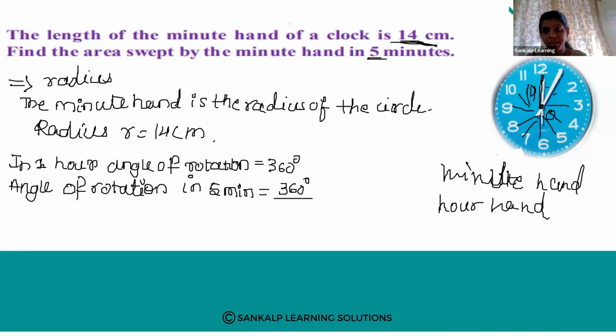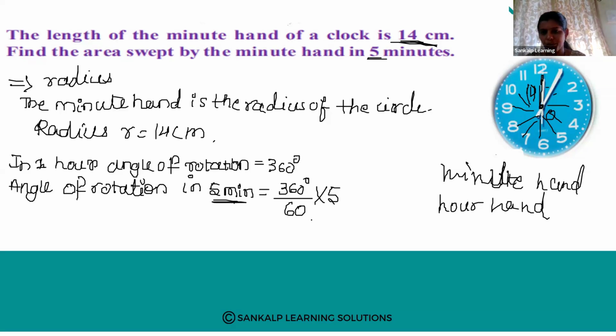So we want minutes. We want it in 5 minutes. 1 hour gives 360, and if we want it in minutes, 1 hour is equal to 60 minutes. How many minutes do we need? 5 minutes. So you multiply by 5. This 360 is the complete rotation for 1 hour, but we want it in minutes, so you divide by 60. Why? Because 1 hour is 60 minutes.